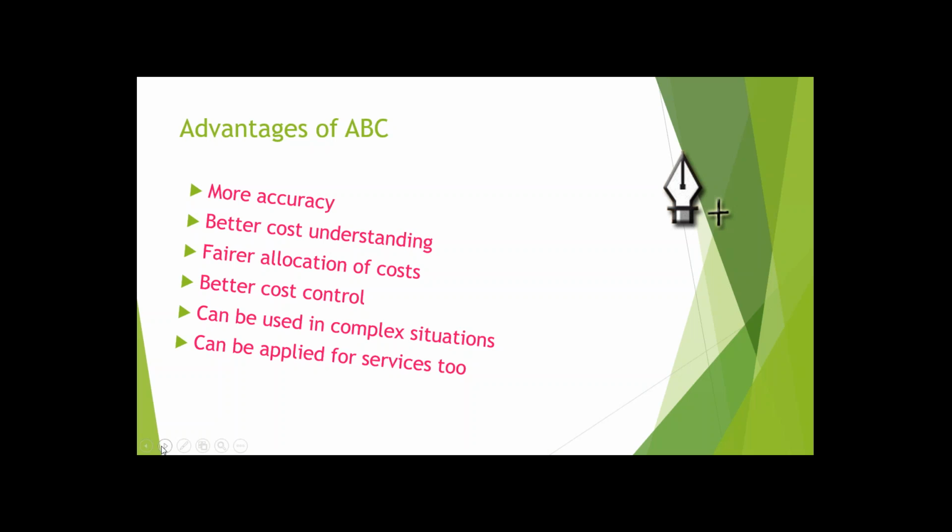And remember the last one, it can be applied for services too, because either we produce goods or we produce services. In the service area, there's a huge amount of overhead, and activity-based costing can be used for services. A lot of the time I see this question coming up saying activity-based cannot be used, true or false. Activity-based can be used for services, because we can identify all the activities that go into services and allocate the expenditure.